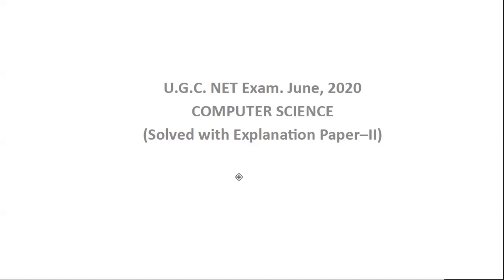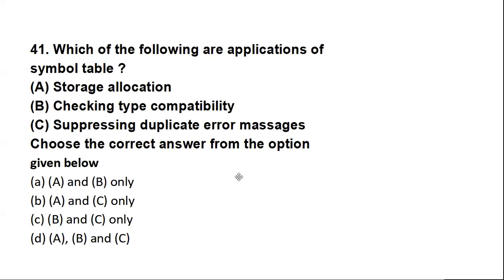Let's look into the first question. Which of the following are applications of symbol table? Option A, storage allocation. Option B, checking type compatibility. Option C, suppressing duplicate error messages. From this, you have to choose which are the applications of symbol table.